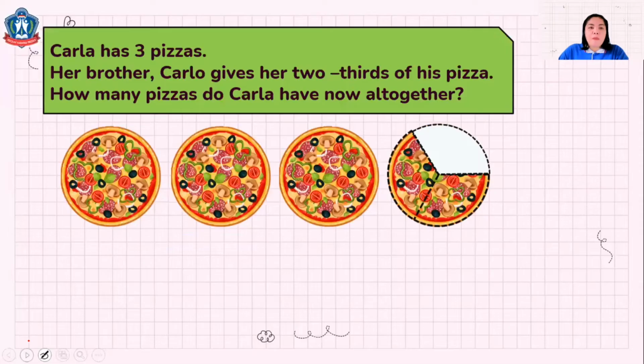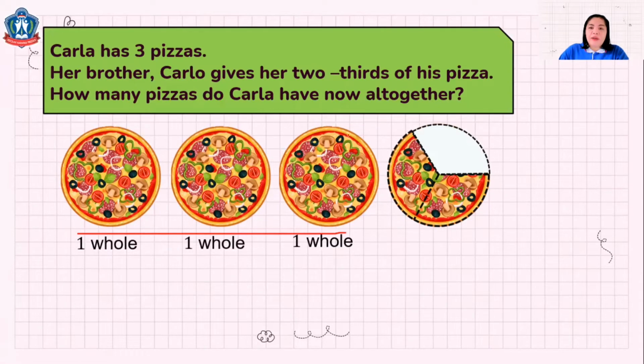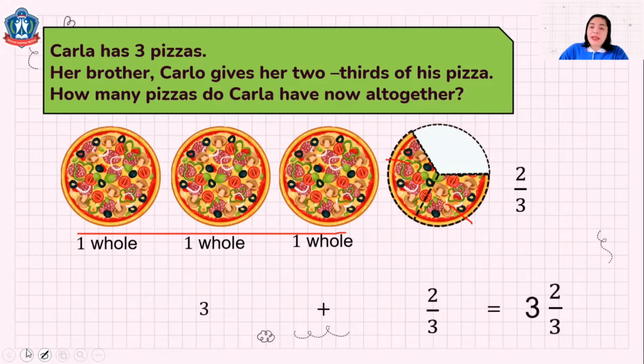I have here a problem. Carla has 3 pizzas. Her brother Carlo gives her 2/3 of his pizza. How many pizzas does Carla have now altogether? So at first, Carla has 3 pizzas. 1 whole, 1 whole, and 1 whole. Then her brother gives her his 2/3. So this one is 1/3 and another 1/3. So this is 2/3. So how many pizzas does Carla have altogether? So let's just add 3 plus 2/3 is 3 and 2/3.